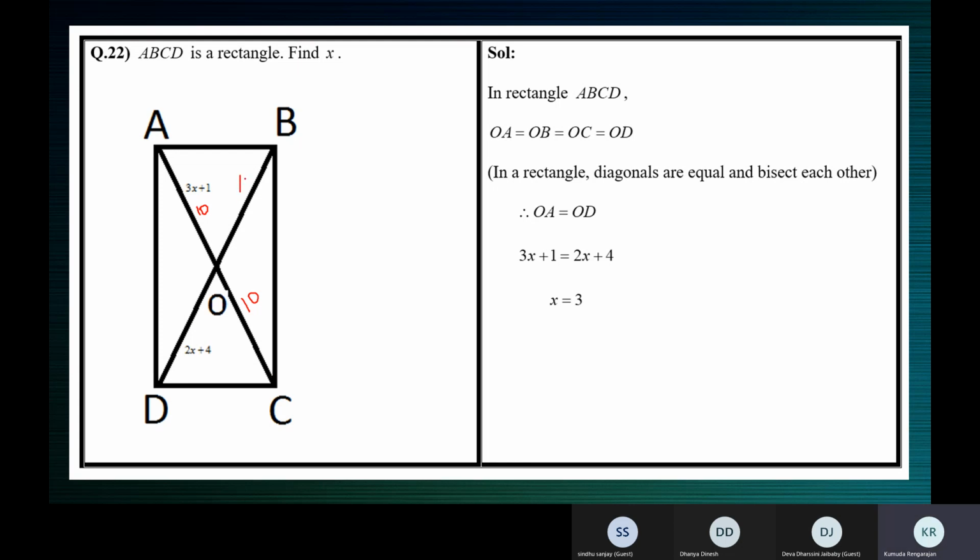So if AC is 20, then BD is also 20. How much is OB? 10. How much is OD? 10. So OA is 10, OB is 10, OC is 10, OD is 10. In a rectangle, OA equals OB equals OC equals OD. So OA is equal to OD: 3x plus 1 equals 2x plus 4. On solving, 3x minus 2x is equal to 4 minus 1, so x is equal to 3.